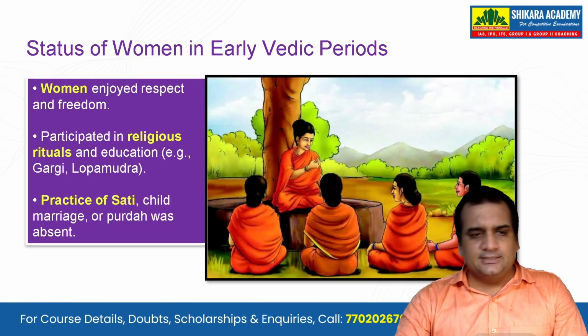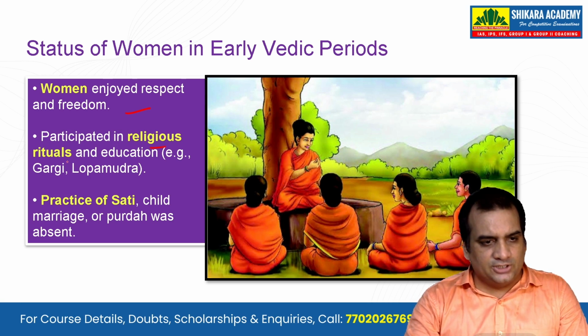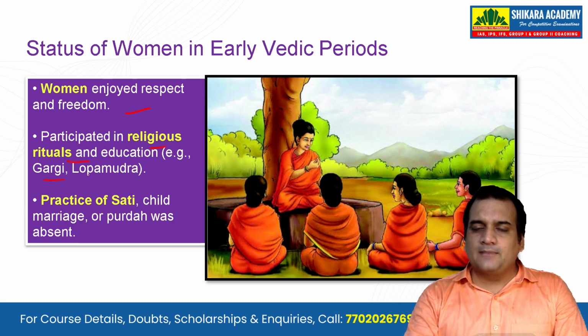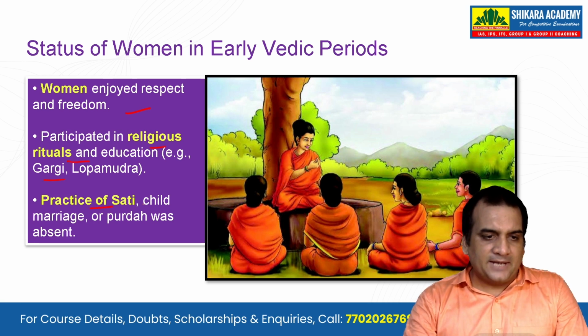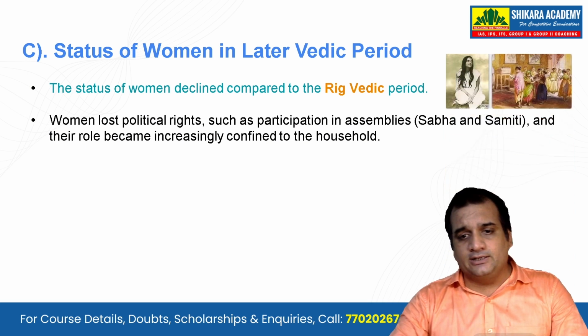And what about the status of women in the early Vedic period? We have already seen that women enjoyed respect and freedom, and participated in religious rituals and education. There are examples of Gargi and Lopamudra. The practice of sati, child marriage and parda was absent. It was not happening.